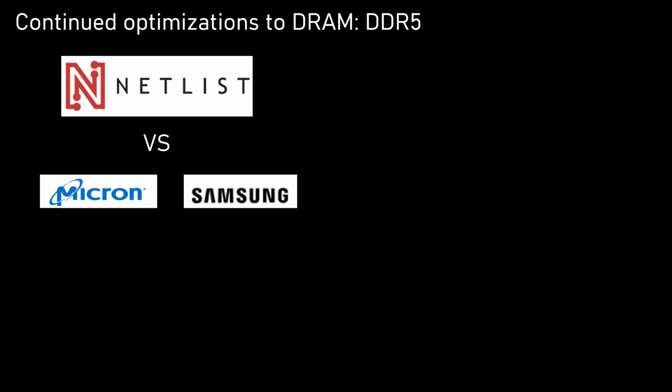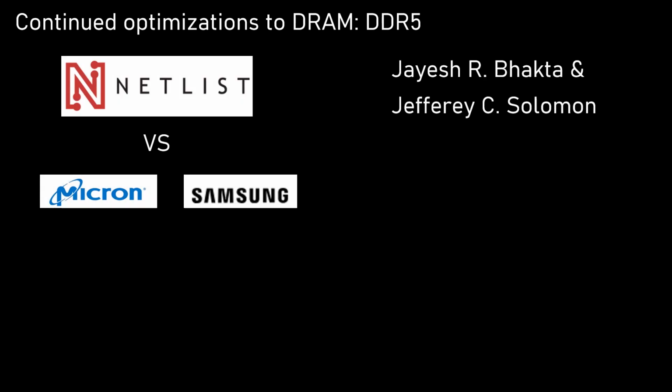Interestingly, this caused some issues for Micron and Samsung related to their sale of DDR5. This is really interesting because Micron and Samsung are two of the top 3 RAM producers globally. So to start off, a company called Netlist employs 2 extremely important researchers in the memory field. The first is Jayesh Bhakta and the second, Jeffrey Solomon.